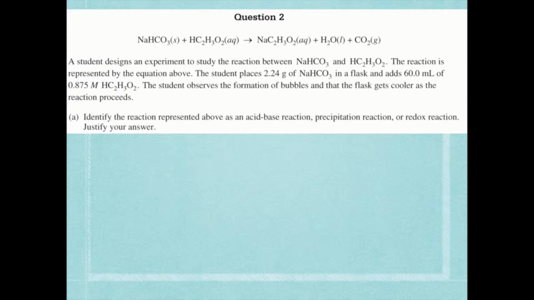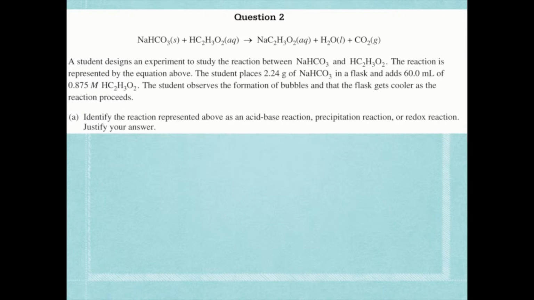Right, for question 2, it shows you this reaction, okay? And it says a student designs an experiment to study the reaction between sodium bicarbonate and acetic acid. The reaction is represented above. The student places 2.24 grams of sodium bicarbonate in a flask and adds 60 mL of 0.875 molar acetic acid. The student observes the formation of bubbles and that the flask gets cooler as the reaction proceeds, meaning that it's an endothermic reaction, so keep that in mind.